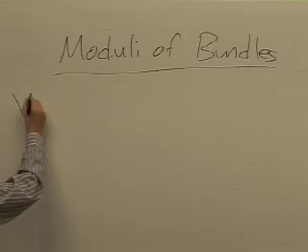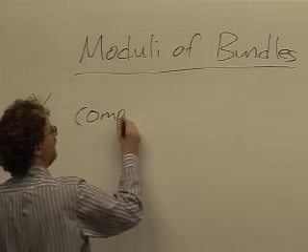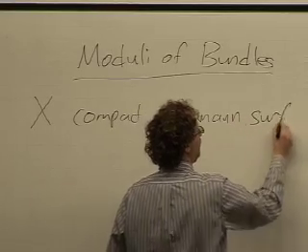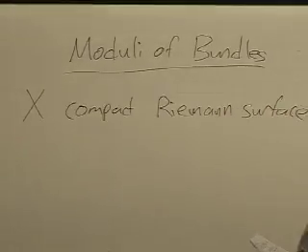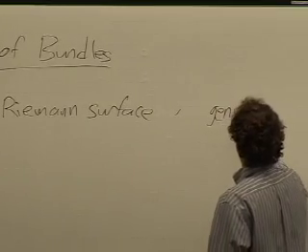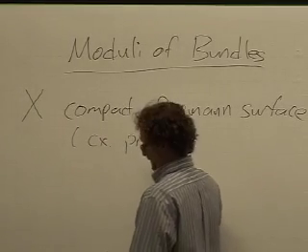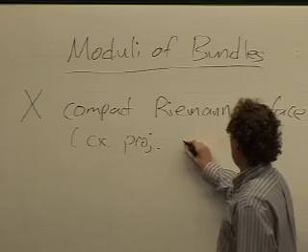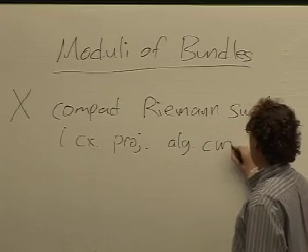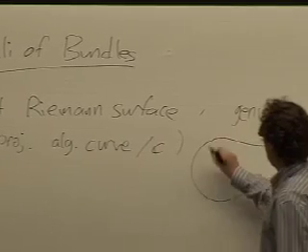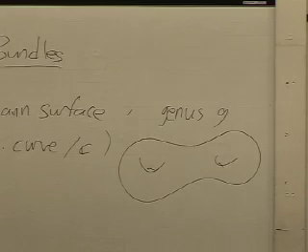We're going to have X be a compact Riemann surface of some genus G. Or if you'd like, complex projective. It's going to be a smooth, connected, algebraic curve over the complex numbers. So we draw something like that. And so what are we going to look at for such a Riemann surface?